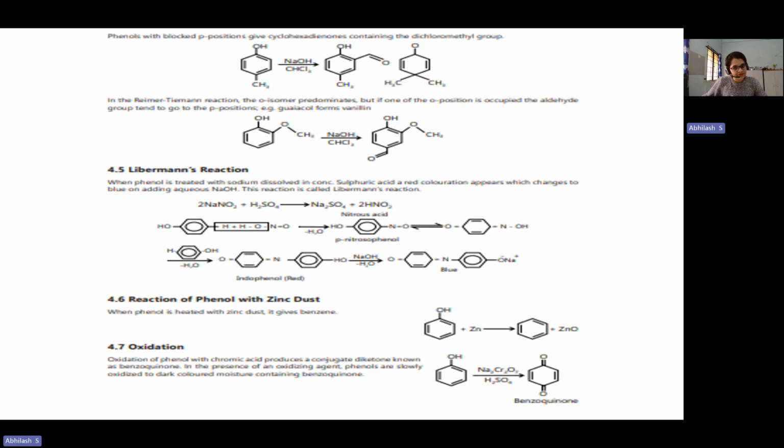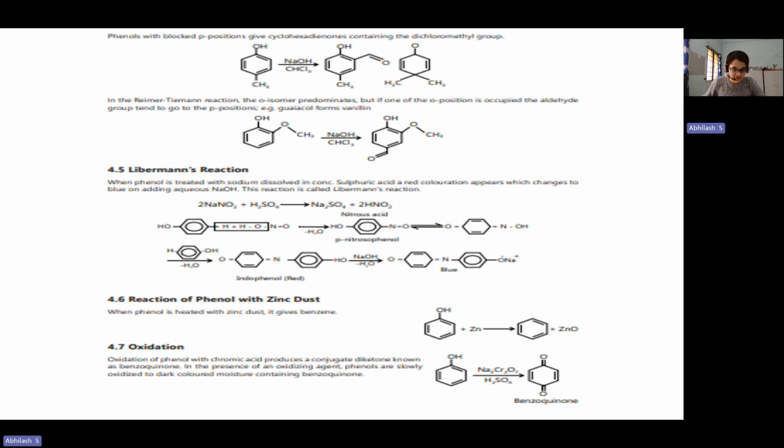And the reaction of phenols with zinc dust. This is important. When phenol reacts with zinc dust, it leads to the formation of benzene, with ZnO as a byproduct. These are the basic named reactions and the reactions of phenol.